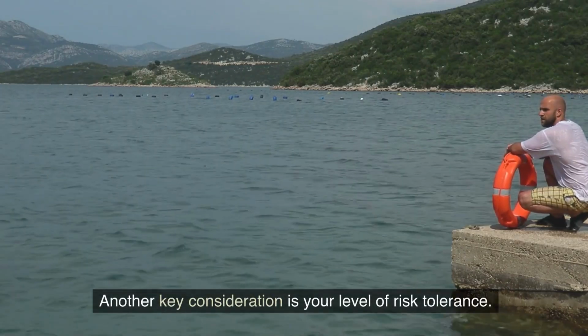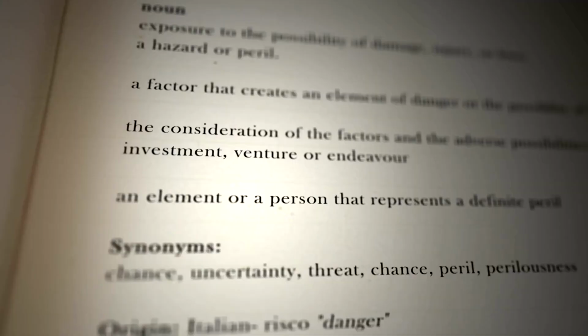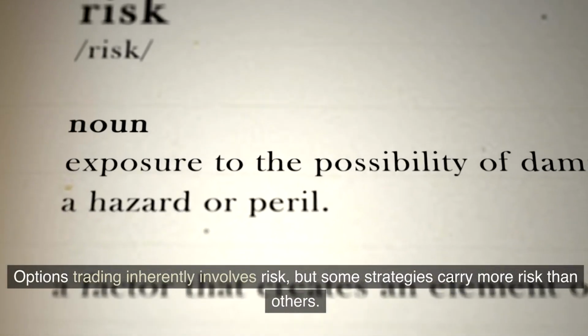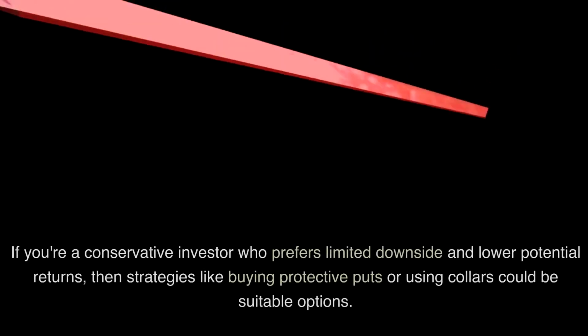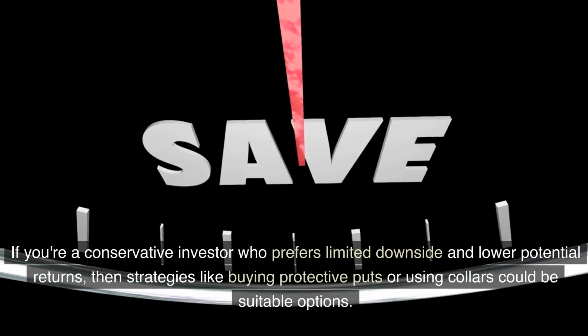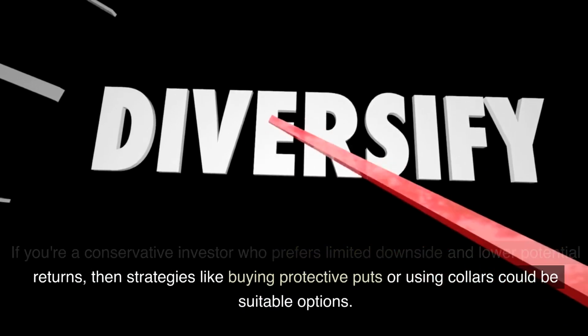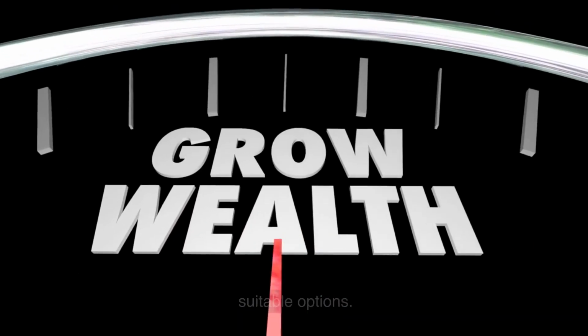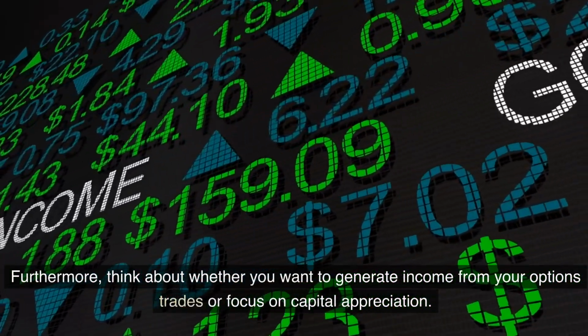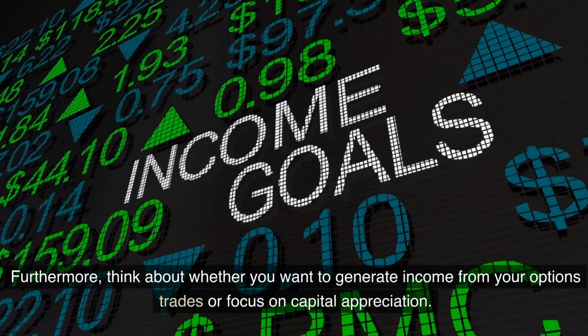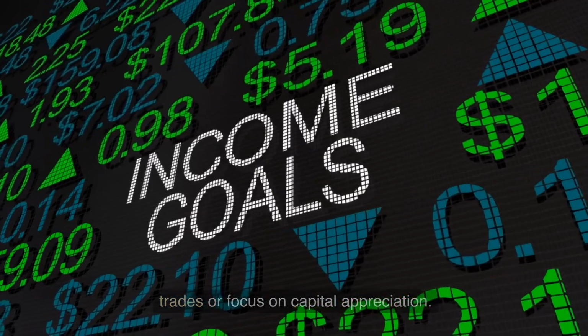Another key consideration is your level of risk tolerance. Options trading inherently involves risk, but some strategies carry more risk than others. If you're a conservative investor who prefers limited downside and lower potential returns, then strategies like buying protective puts or using collars could be suitable options. Furthermore, think about whether you want to generate income from your options trades or focus on capital appreciation.